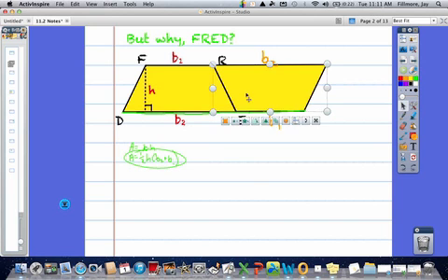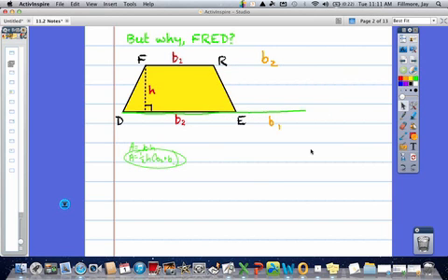Let's look at a second way using triangles. So let's say, again, we have trapezoid Fred. And this time, instead of cloning Fred, I'm going to cut Fred in half. So I have two triangles. Triangle number 1, which I'll highlight in green here, and triangle number 2, which I'll highlight in blue.